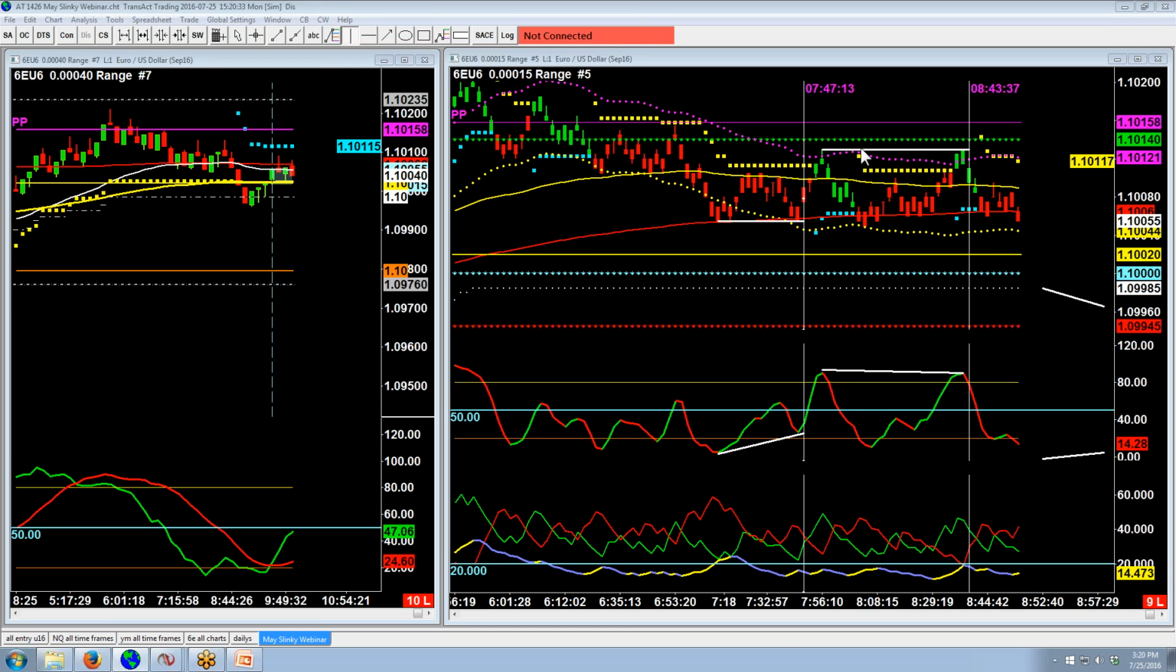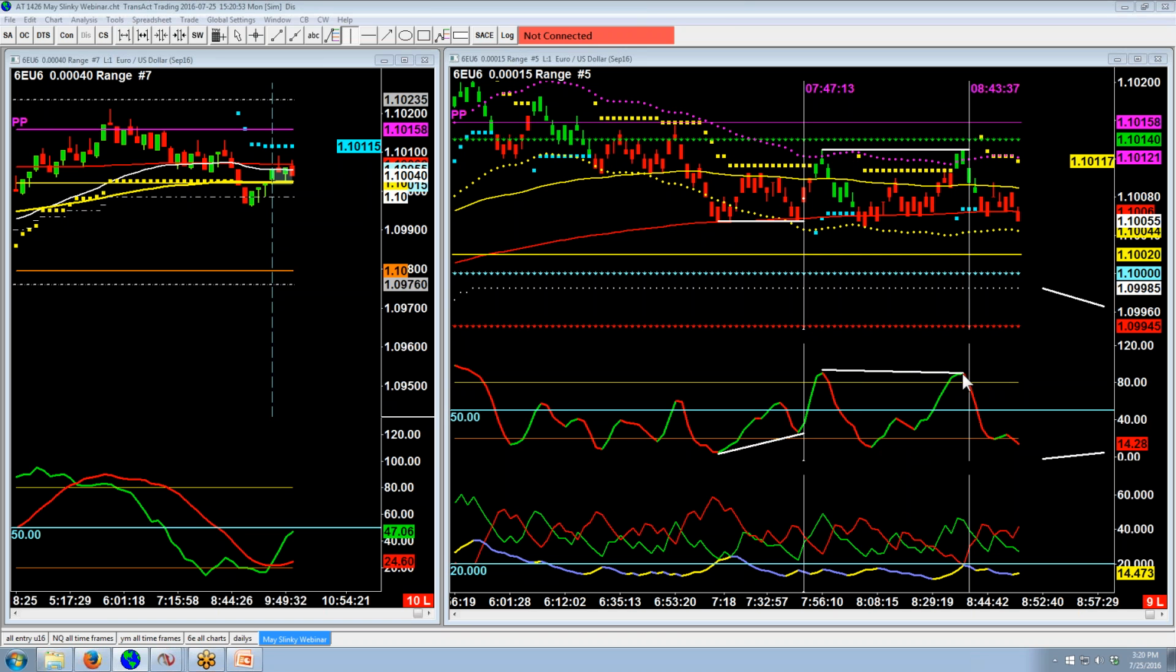But here we have this area of resistance that had been holding. If you look to the left here, you can see it holding, holding, holding, holding. So here it comes up. Then as it comes up to that area again, it holds. So now this area is holding again.